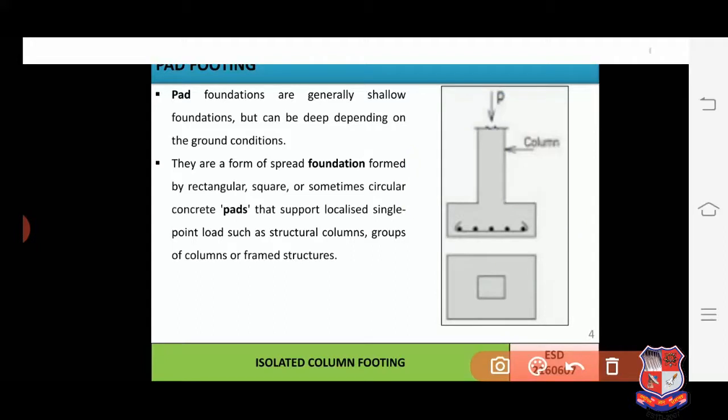Now they are a form of spread foundation formed by rectangular, square or sometimes even circular concrete pads that support a localized single point load such as structural columns, or the group of columns of a frame structure. Means in simple words, it carries a point load. That point load can be described as a column. The load of the column will be transferred from the superstructure to the substructure, to the footing and to the soil.